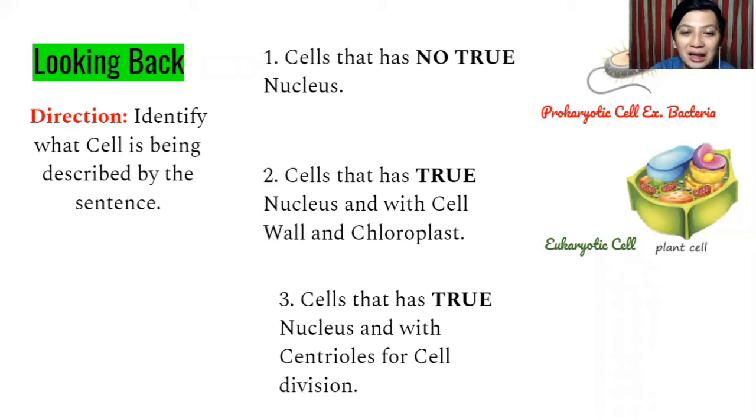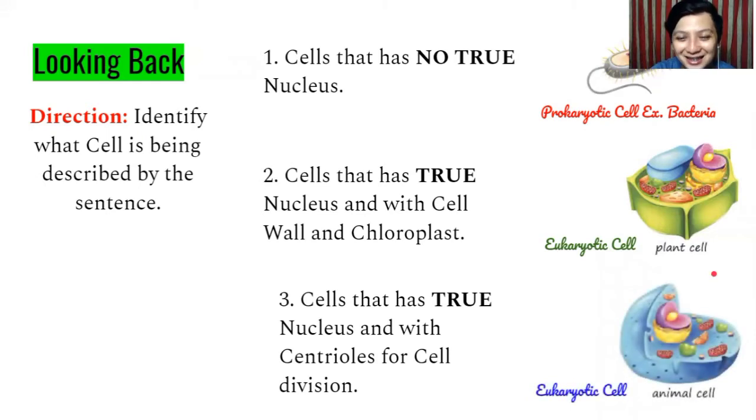For number 3, cells that has true nucleus and with centrioles for cell division. So we have bacteria, and then we have plant cell. Next, we have, there you go, animal cell is also a eukaryotic cell. So remember that animal cell has centrioles for cell division, because animal cells need centrioles to be able to divide. The plant cell no longer needs centrioles because there is what we call the cell plate. Okay? They form a cell plate, which is the reason why plant cells are able to divide.